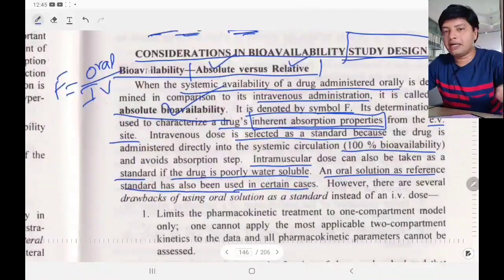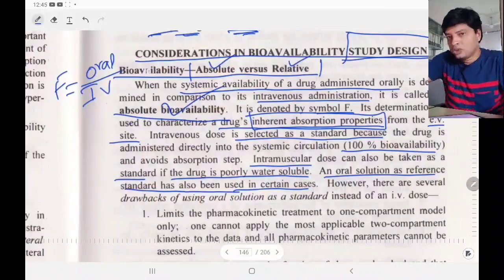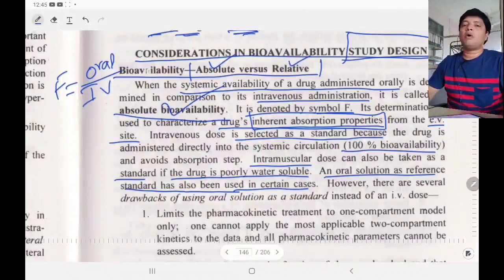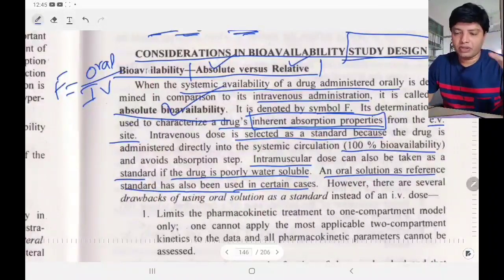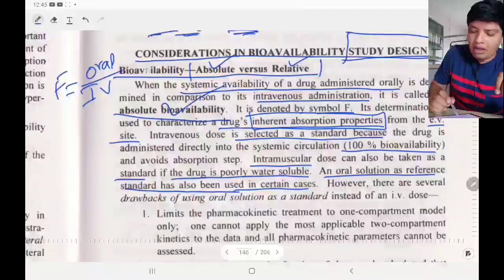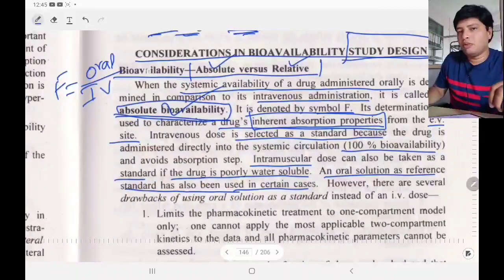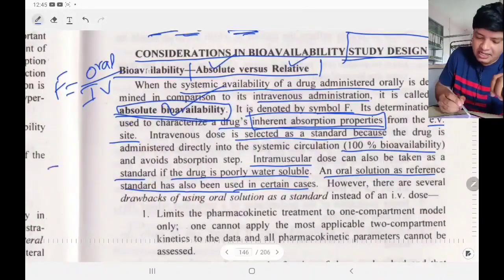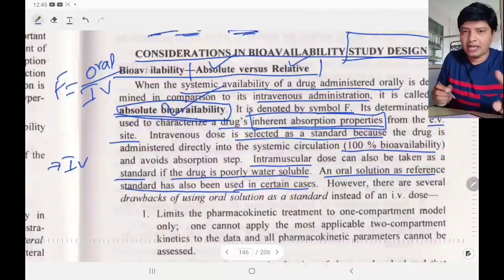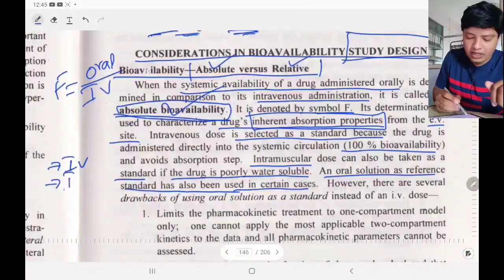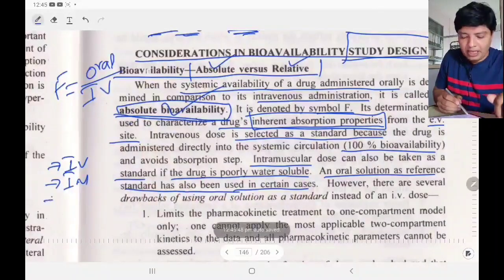Let's say I am giving a tablet. In such a case I will use a solution of the same drug as a standard also. So there are three standards for conducting bioavailability in case of absolute bioavailability studies. What are those three standards? One is IV first, if the drug has good solubility. If the drug has not good solubility, then we go for intramuscular, that is IM.